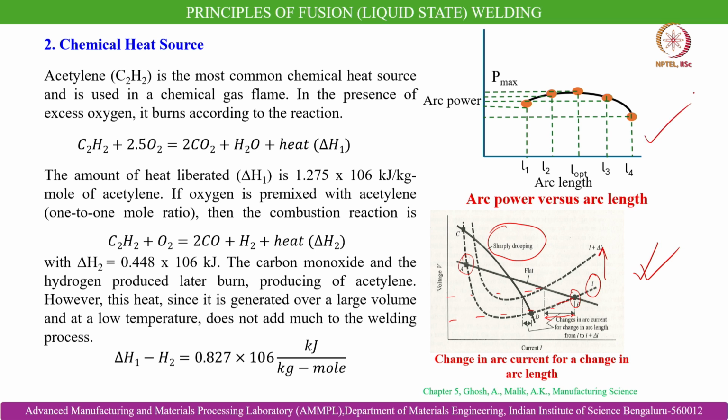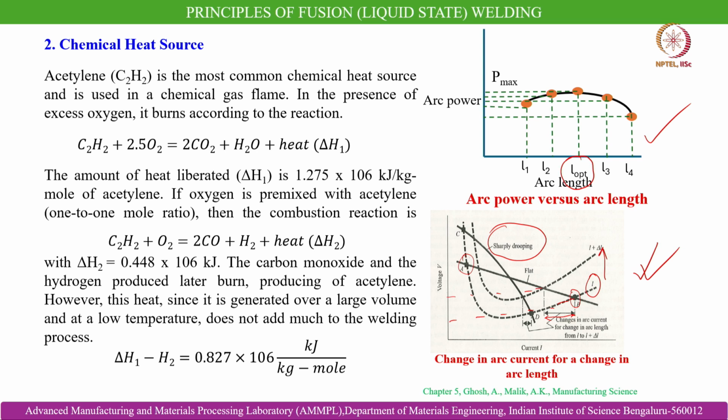You can see that this is the relationship which is plotted between the arc power and the arc length. With the increasing arc length, there is an increase in arc power up to a certain break-even point, that is termed as the optimum arc length. And then after that, if the arc length is increasing further, you can see that there is a drop in the arc power.